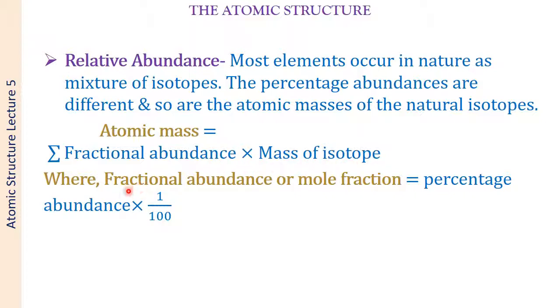And then how do we calculate the fractional abundance? That would be the percentage abundance divided by 100. So the percentage abundance of each divided by 100 multiplied by the mass of the isotope. Then the second percentage abundance divided by 100 into the mass of that isotope. And then we take the average of all this, and then we find the atomic mass. If there is some confusion, please do see lecture number 3 from the course Some Basic Concepts. There we have discussed this in detail, and then we have done a few numericals based on this also.